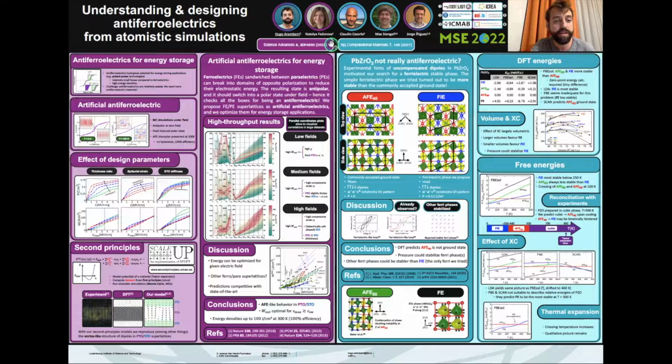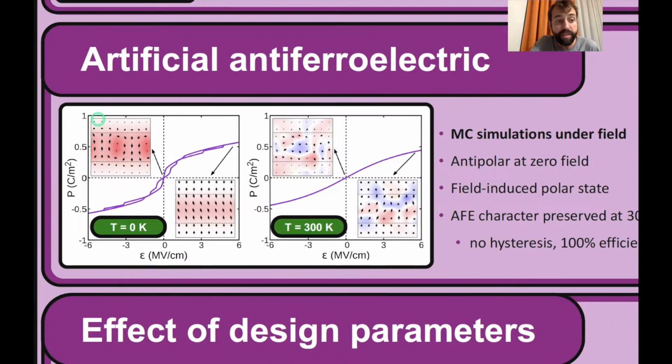We propose ferroelectric paraelectric superlattices as artificial antiferroelectrics for energy storage applications. When you sandwich a ferroelectric between paraelectric layers, a competition arises between the polar distortion and the electrostatic energy. This competition often results in the ferroelectric breaking into domains with opposite polarization. The resulting state can be considered antipolar and has been observed in many systems, including lead titanate strontium titanate superlattices, which are getting increasing attention over the last years.